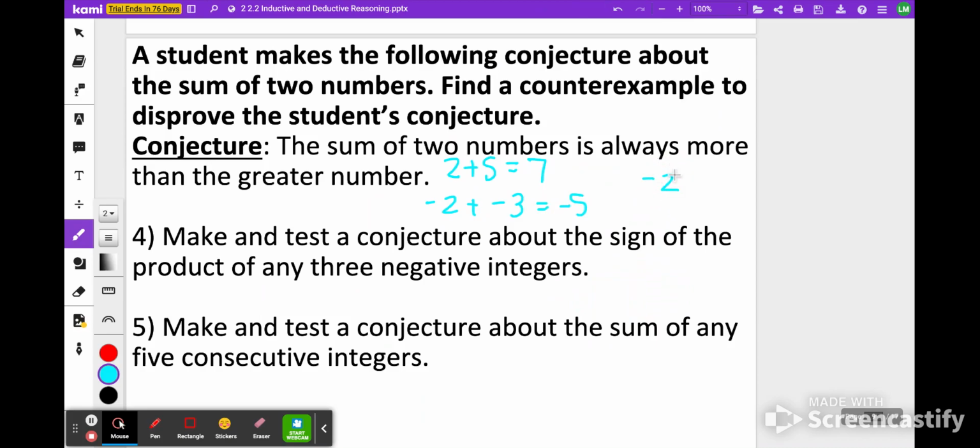Is -5 greater than -2? No. So this is how we create that false counterexample.